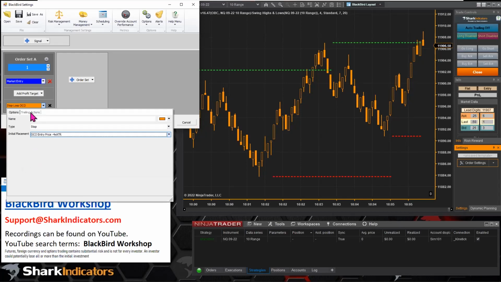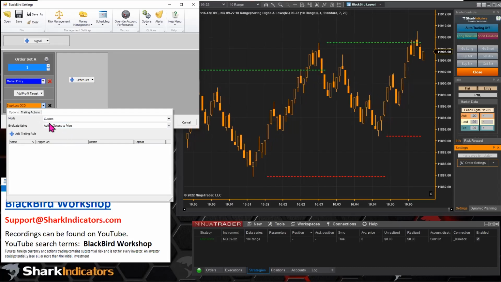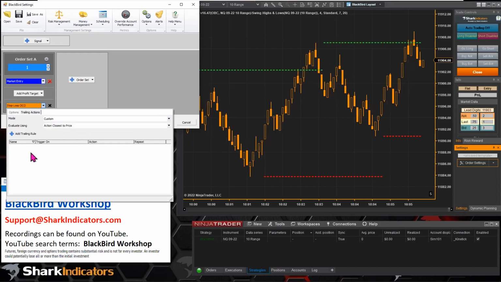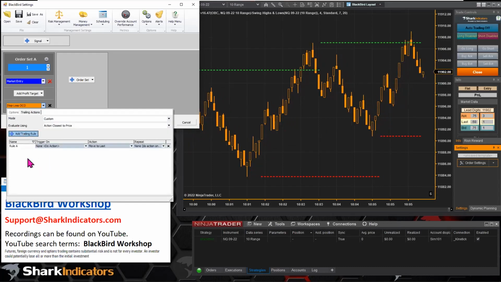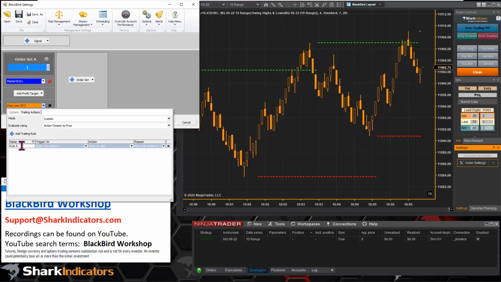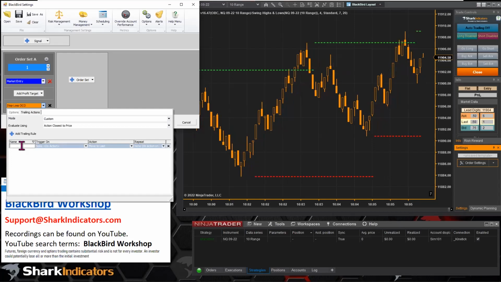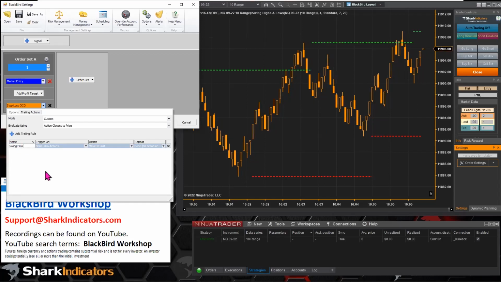Okay, so now we can switch over to the trailing actions, and I already set the mode to custom. So now we can add a trailing role here. What should I call this? There we go. I'll just call it the swing high low.